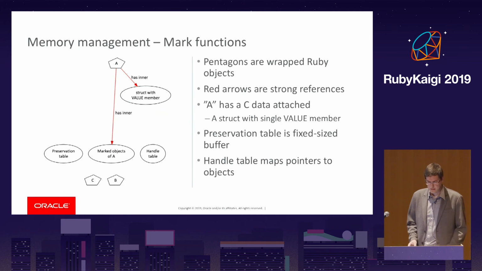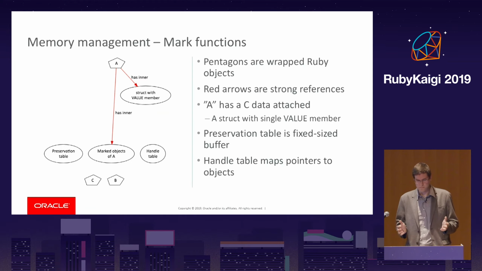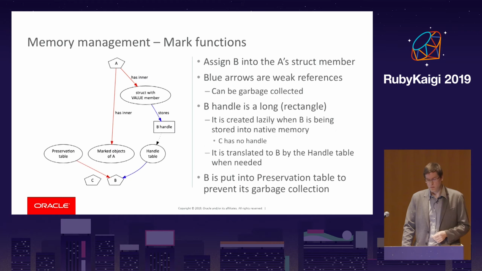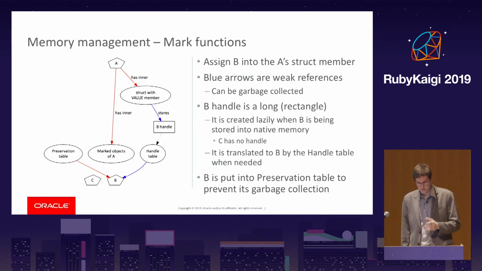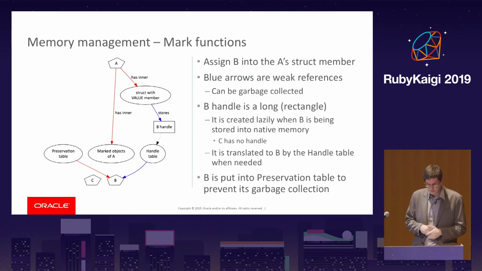So this is the situation at the beginning. We have some Ruby object, which has the inner struct, which can store some other Ruby objects. And you have a list for objects which are marked, but the marking function for this struct of the object A. So on the first assignment of a value, let's say if you assign B to the member of the struct, then that's lazily converted. Also, sorry, there is a lazily created handle for that. That's stored in the handle table.